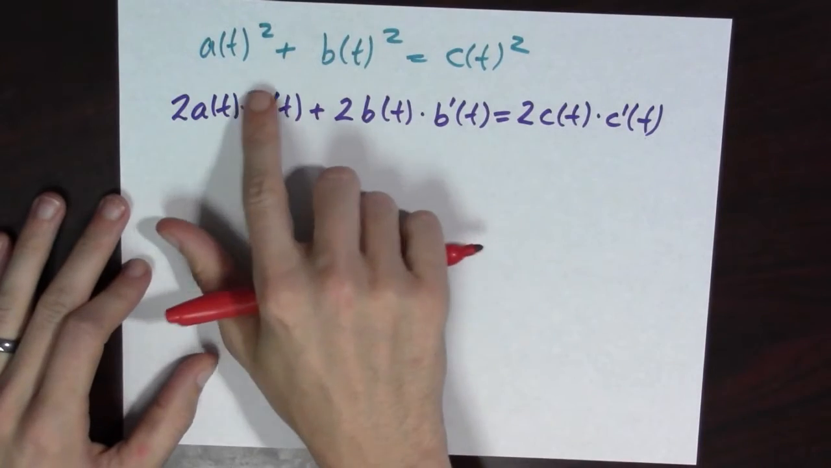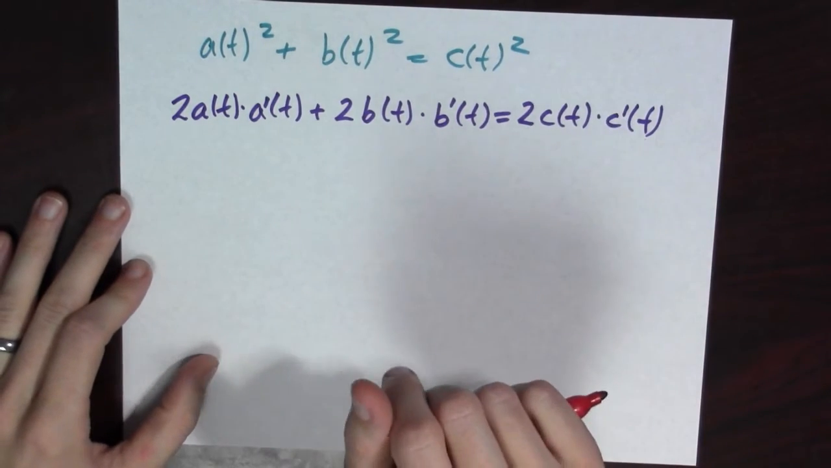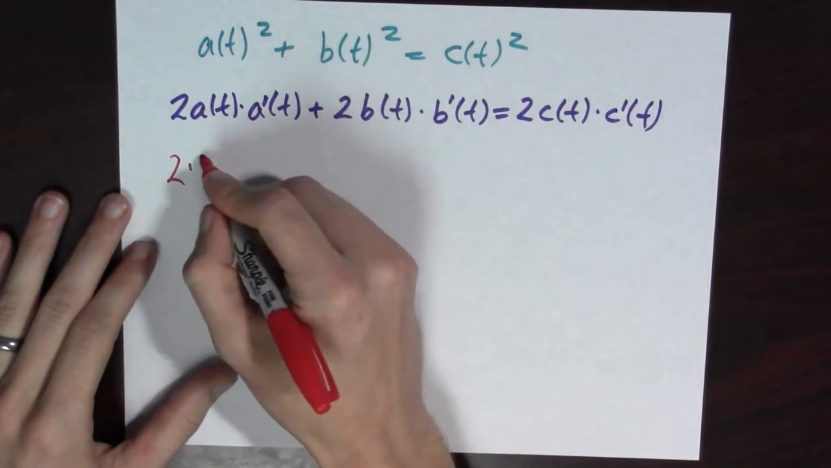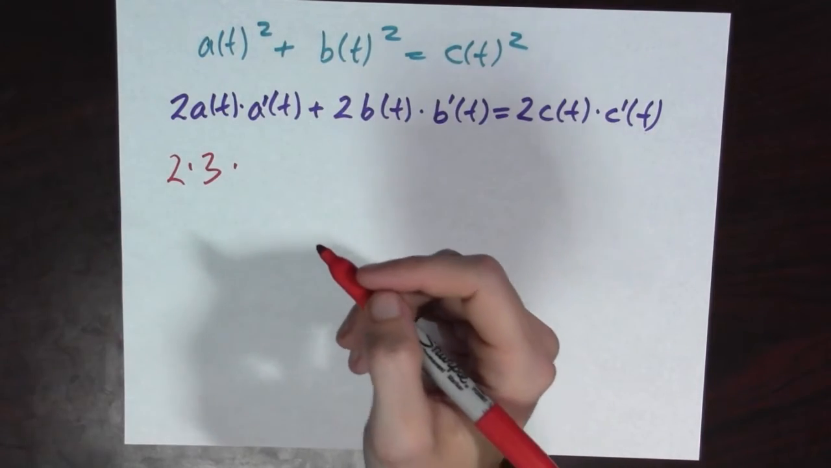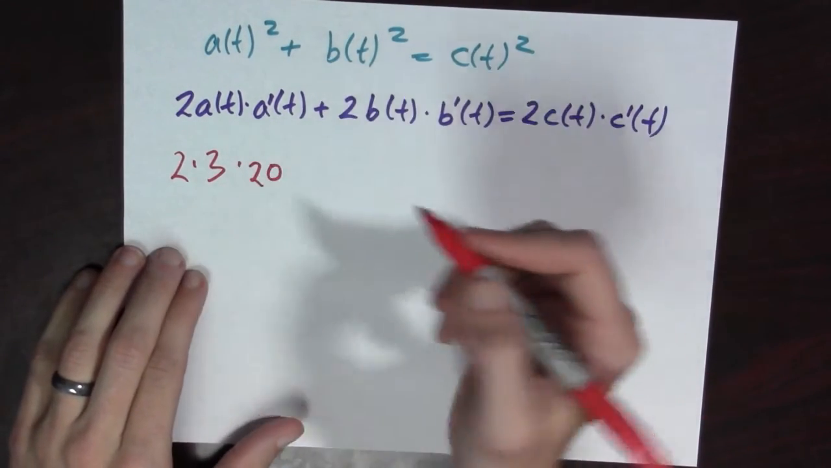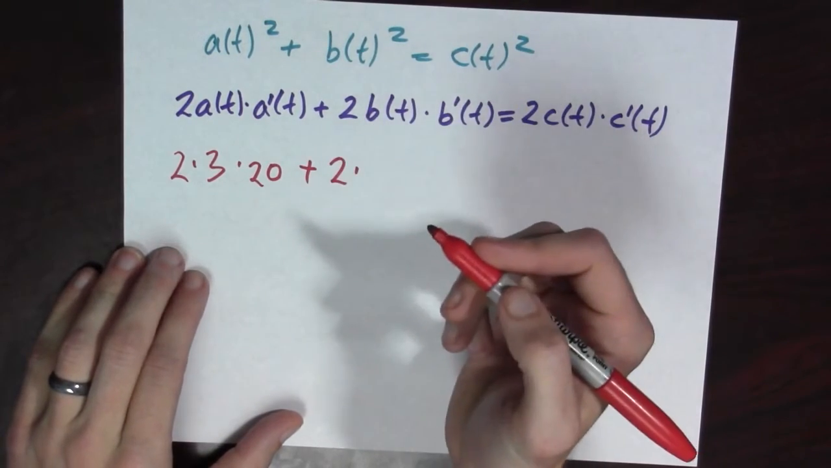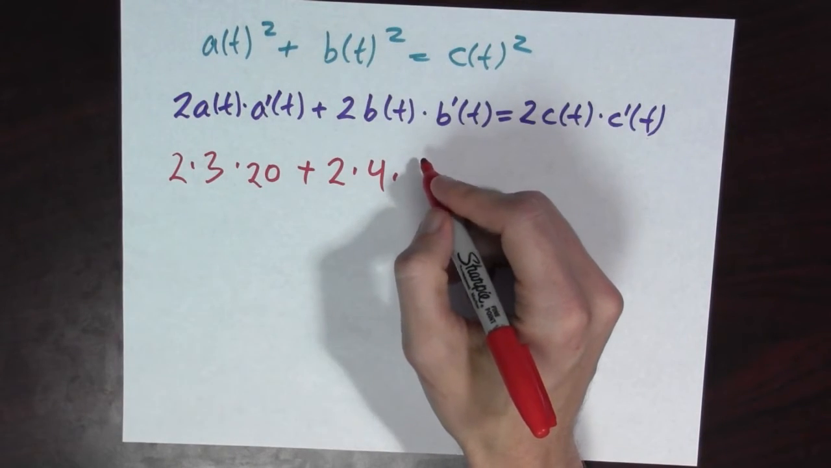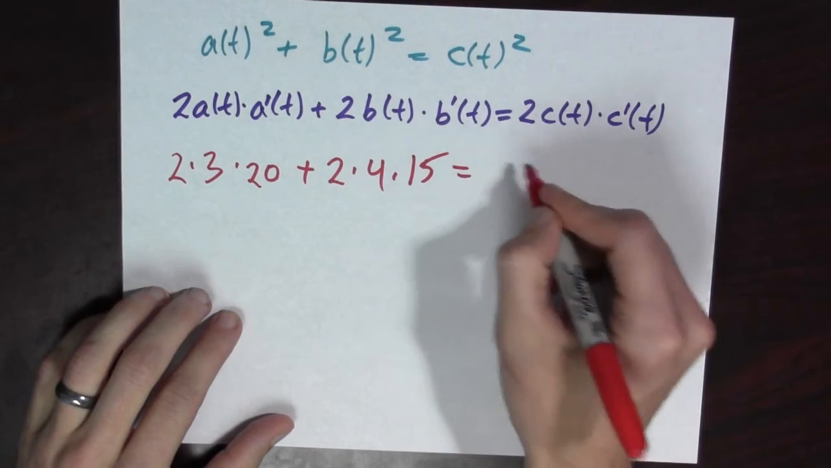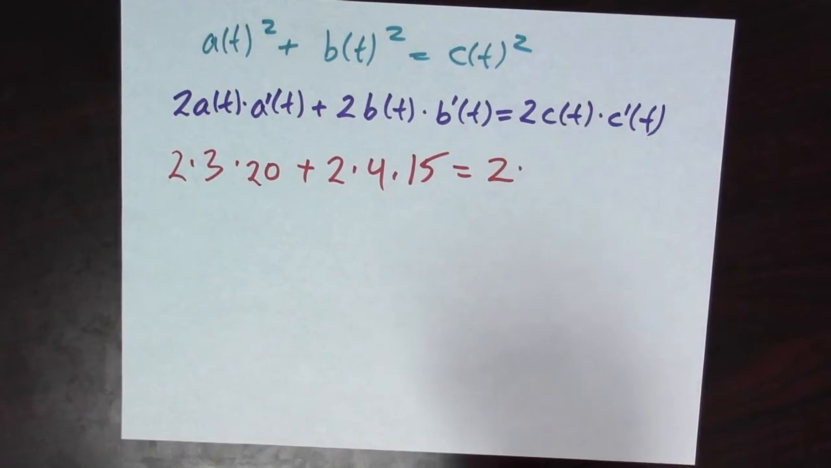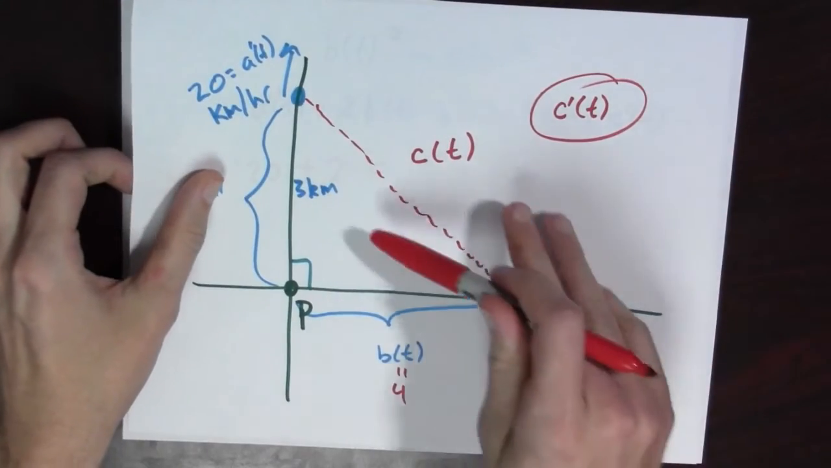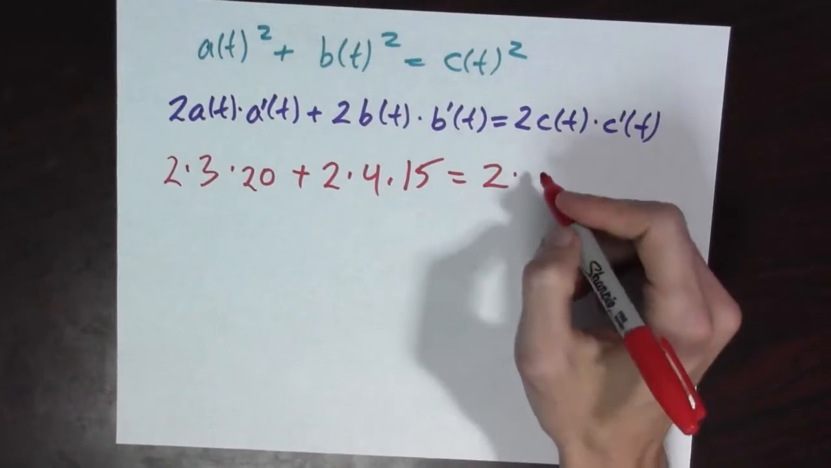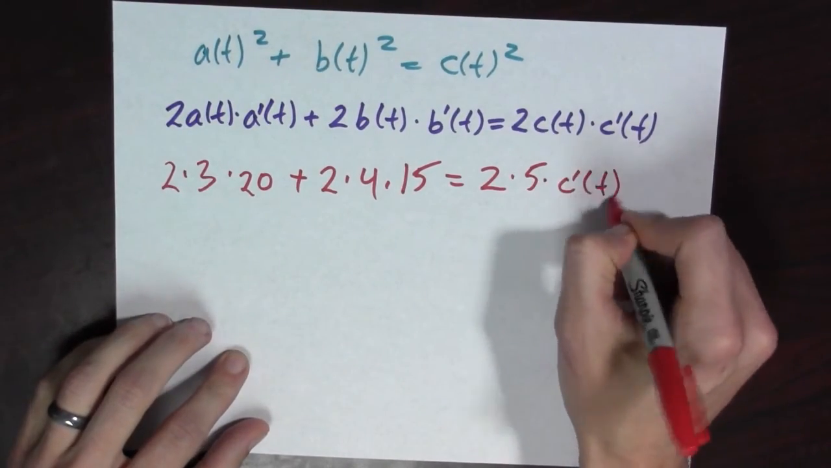So this is our equation, here's the derivative of our equation, and if we think back, we know that we have 2 times, well, A of t is equal to 3, and A prime of t is equal to 20 kilometers per hour, plus 2 times, well, B of t is equal to 4, and B prime of t is equal to 15 kilometers per hour, is equal to 2 times, well, C of t, what's this? If we look back at our picture here, we have a 3, 4, 5 right triangle. So it's 2 times 5 times C prime of t.